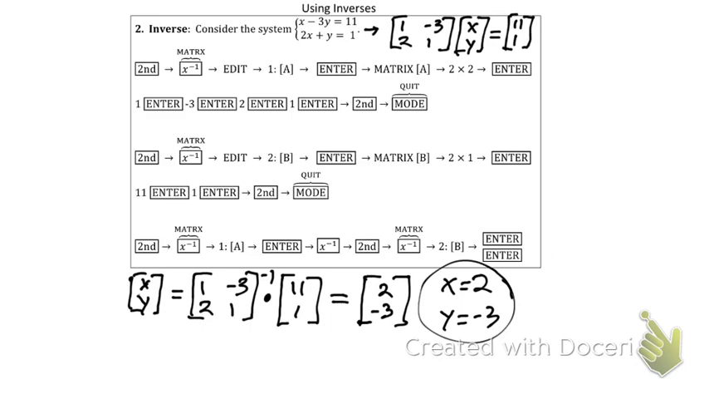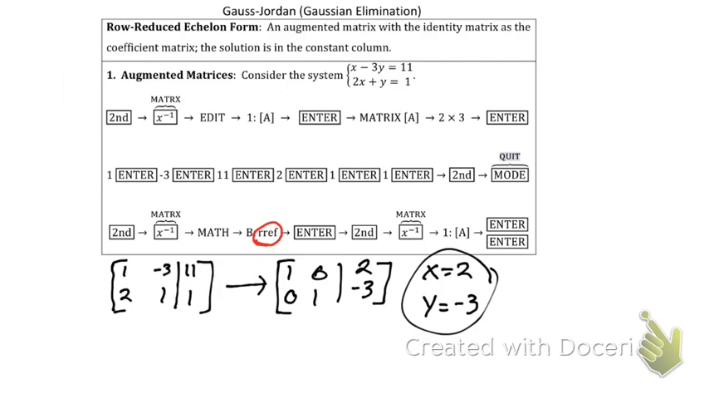All I need you to write is your coefficient matrix, say that you're taking the inverse of it, and you're multiplying it by your 11 over 1. So this is, in fact, all of the work you need to show for your calculator for inverses. This is all the work you need to show for your Gaussian elimination ones.